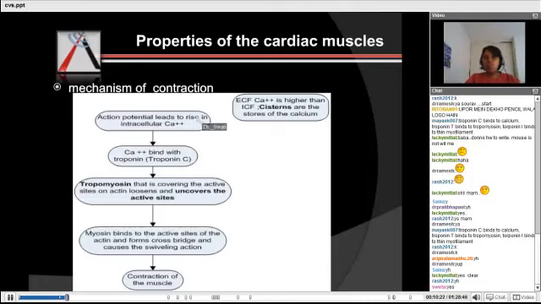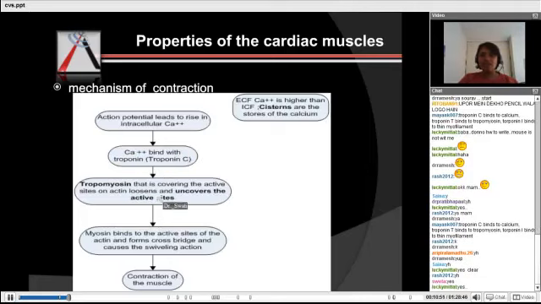The action potential was leading to a rise in intracellular calcium. Where was the calcium coming from? Calcium was coming extracellularly. It was coming through those T tubules and then it was being available inside. So once the calcium is available inside, calcium binds to troponin C. Then tropomyosin, which was covering the active sites on actin, loosens and uncovers the active sites. Myosin binds to the active sites and the contraction of muscles takes place. So this is all we saw. All clear?